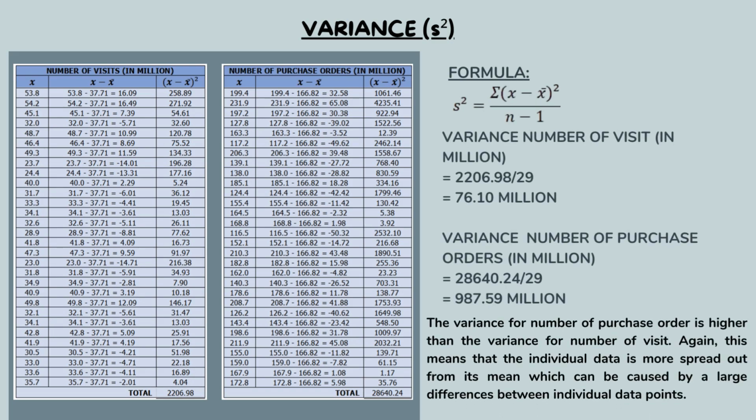For variance, it is the total sum of squared distance between the dataset and the mean, divided by sample size minus 1, which is 29. Therefore, the variance for number of visits is 76.10 million, while the variance for number of purchase orders is 987.59 million. The variance for number of purchase orders is higher than the variance for number of visits. Again, this means that the individual data is more spread out from its mean, which can be caused by a large difference between individual data points.